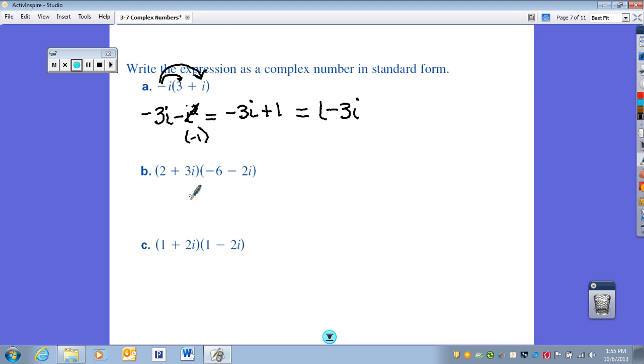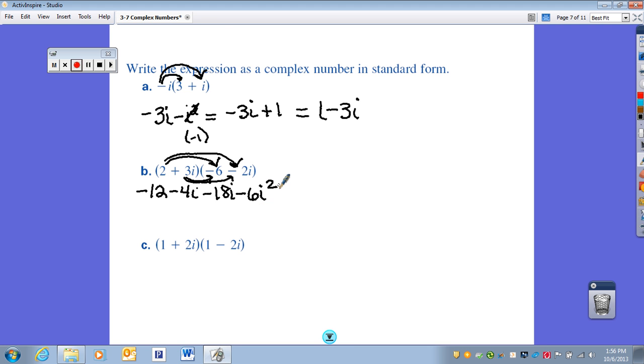In the next example, we're going to distribute over the FOIL method. So I'm going to take 2 times negative 6, which is going to be negative 12, and 2 times negative 2i, which is negative 4i. Then I'm going to take 3i times negative 6, which is going to give me negative 18i. And then I'm going to take 3i times negative 2i, which is going to give me negative 6i squared.